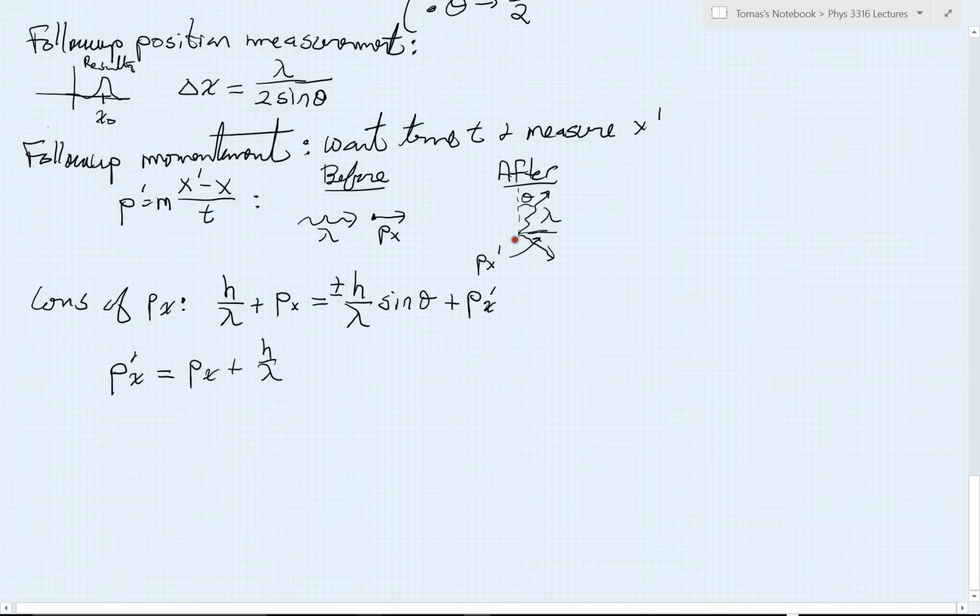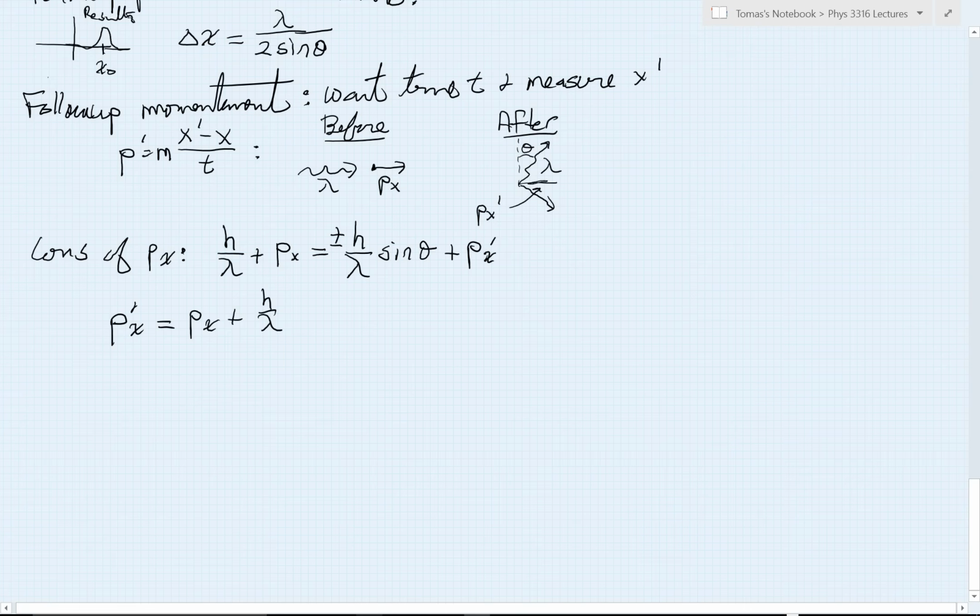And then the outgoing photon, though, is what creates this uncertainty. I put this onto the other side of the equation to solve for px prime. I get minus or plus h over lambda sine theta. So I'm going to get results in some kind of a distribution. I don't know what the final shape of this would look like, but it would certainly be centered around this px, right, plus h over lambda. But then there's going to be a range of results.